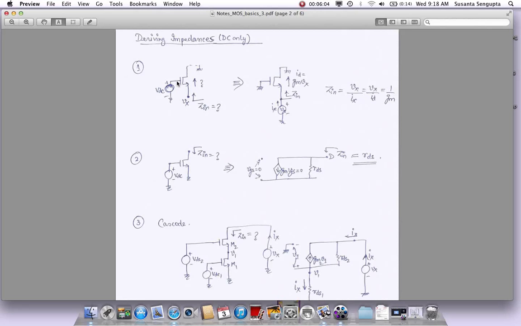So deriving impedances, let's say we could have a circuitry which we just saw. This is where the gate is common, so it's more like a common gate stage. And at this source point, if I asked you what is the impedance looking here, can you tell me the impedance looking at this point?